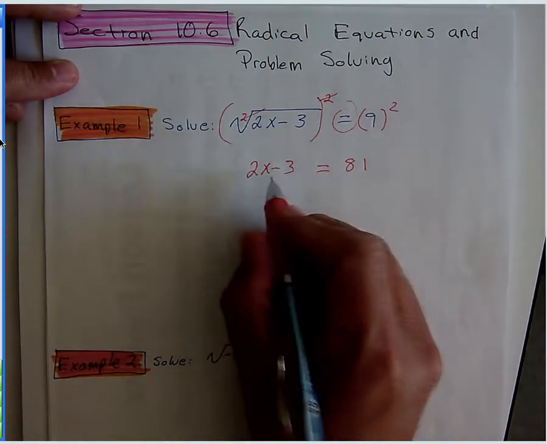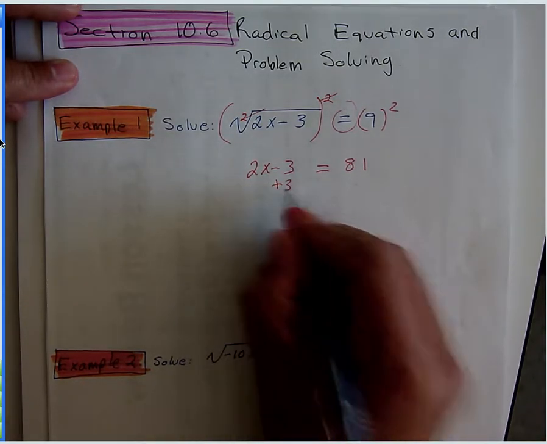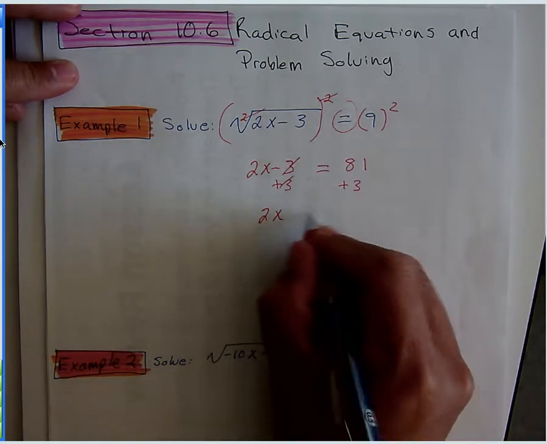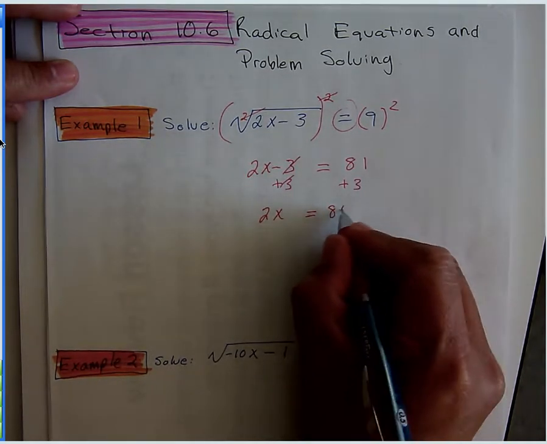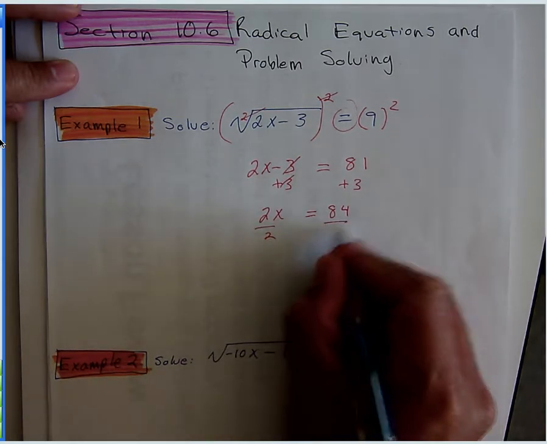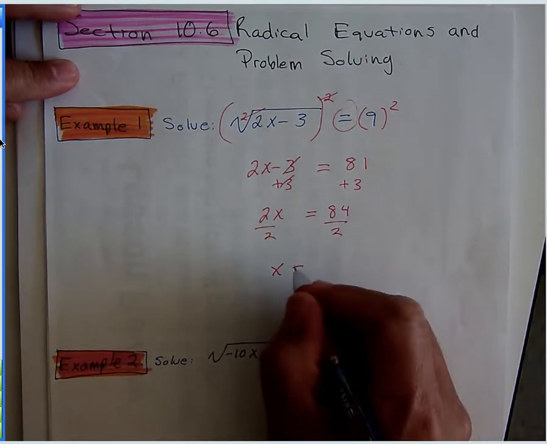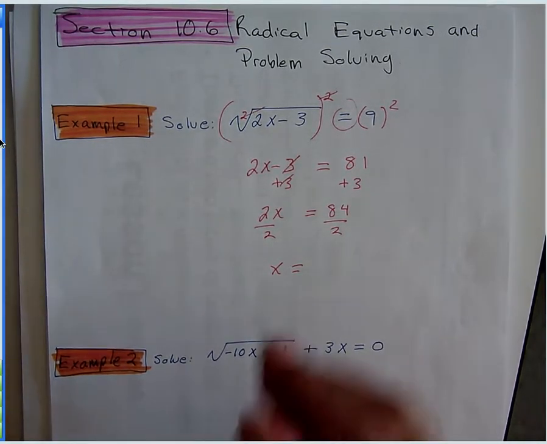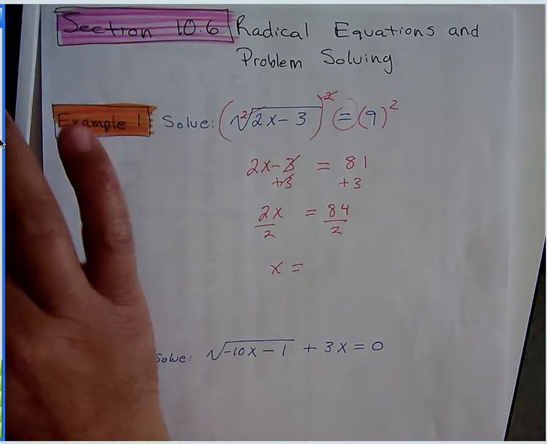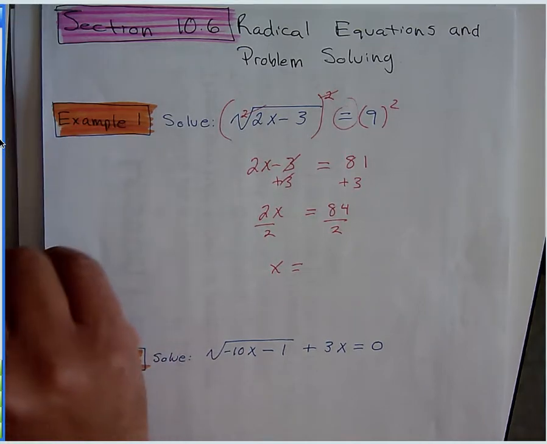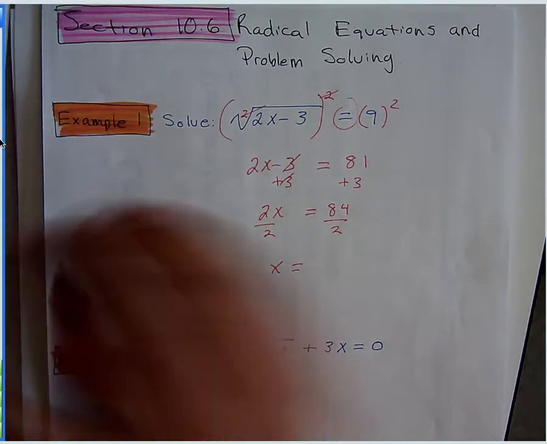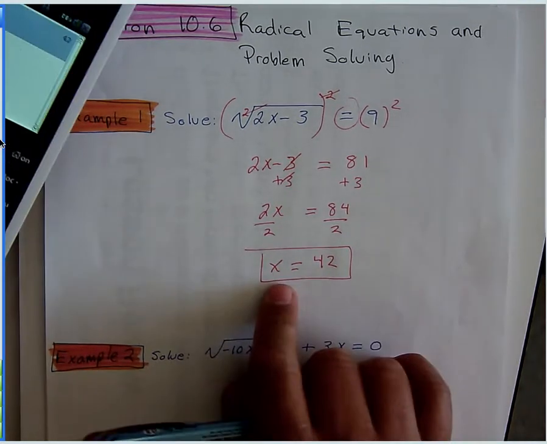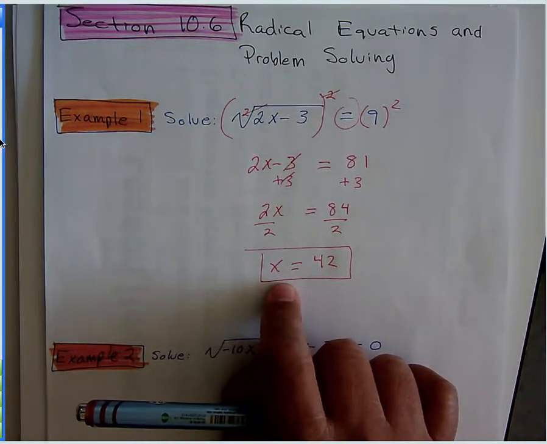Okay, after that, solve for x, so it's a simple equation now. 84. So this would be, it's 41. So 41, 42. So 42. So that's the answer for that one.